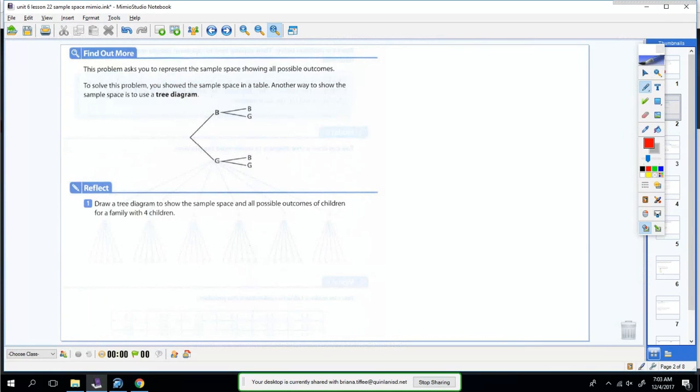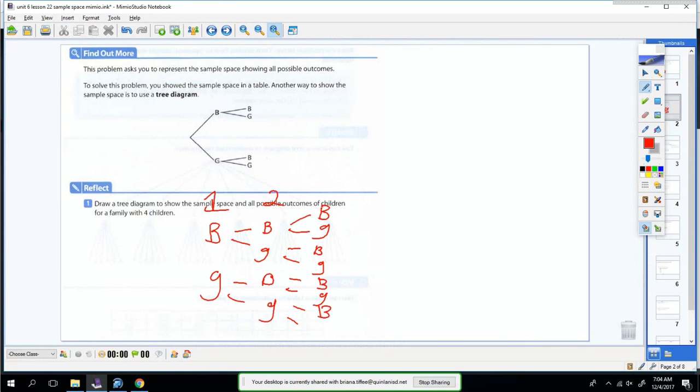Well, one way we can represent these possible outcomes is by a tree diagram. So we're going to draw a tree diagram to show the sample space of possible outcomes of a family with 4 kids. Their first kid can be a boy or a girl. Their second kid can be a boy or a girl. This right here is the first kid. This is the option for the second kid. So we've got to branch it out again. This is their third kid, and we've got to branch it out one more time.